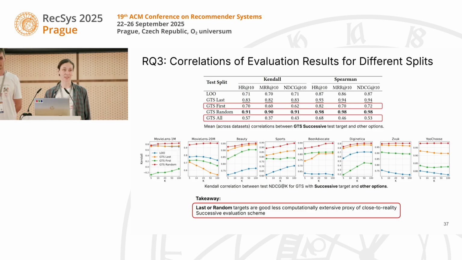We found that the random and last item targets show the highest correlations, whereas all and first item targets perform the worst, which we attribute to the task mismatch and temporal skew. The obtained results remain consistent across different k values.